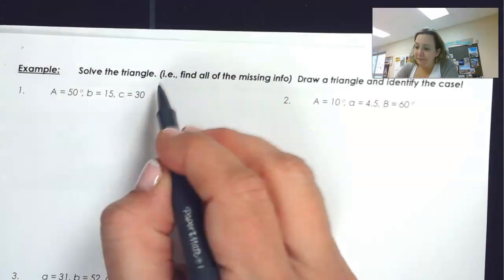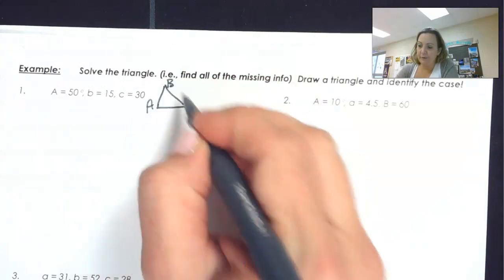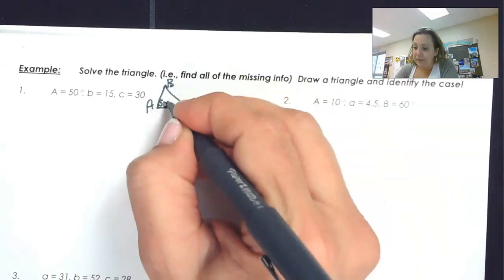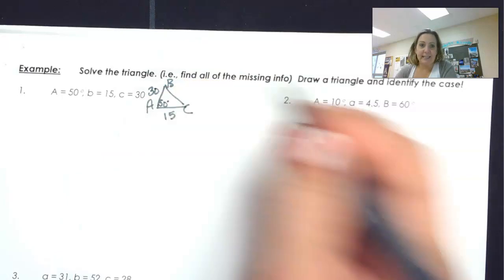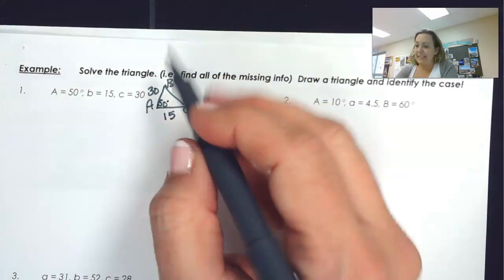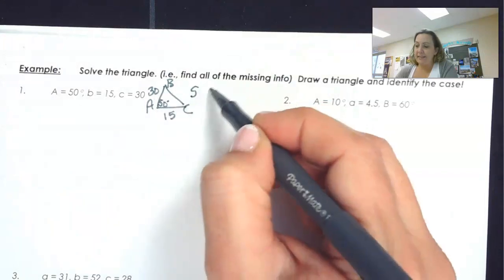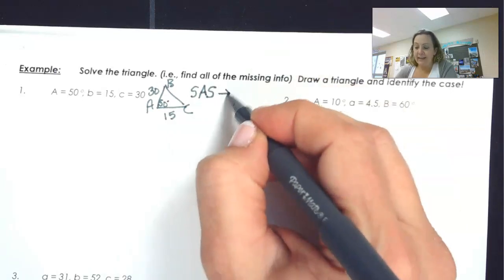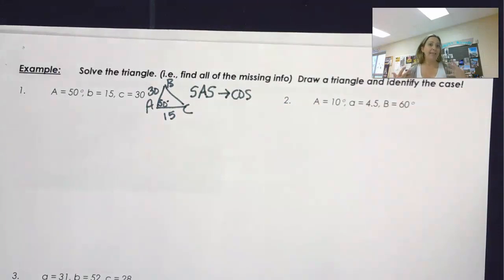Okay. If you don't like that train of thought, what you can do is label the different sides. You know that angle A is 50 degrees. Side B has a length of 15 and side C has a length of 30. We can see that as far as what we've labeled, we have two sides, and in between those two sides, we have an angle. Again, that's the SAS case. That's going to be the law of cosines. Okay. For me, I just look to see if I can find a ratio and I go from there.